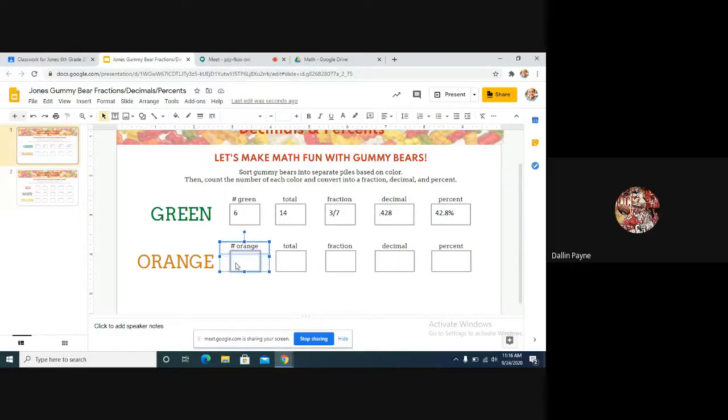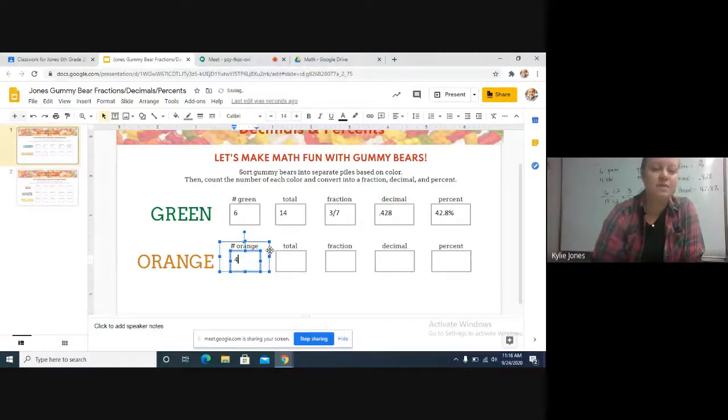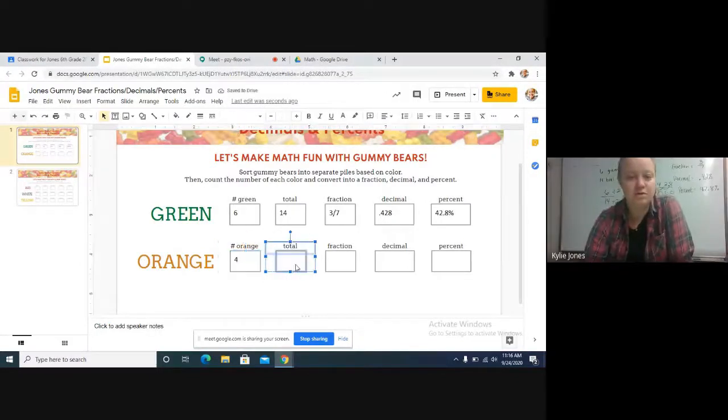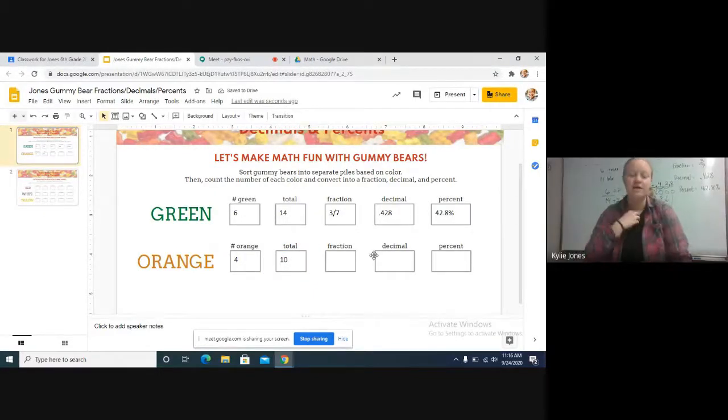That'd be called a burnt gummy bear. Yeah. For orange, let's say we have 4 orange and 10 total gummy bears on that one. So you guys will work on that. 4 orange, 10 total. Type that in so I can go to the next slide. Type that into yours.